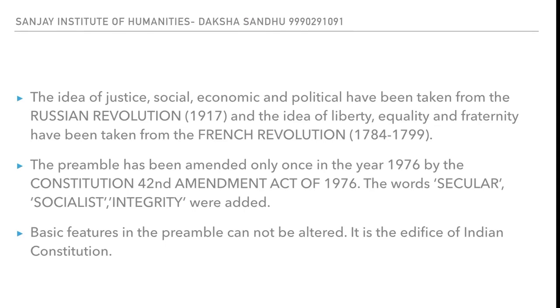The basic features in the preamble cannot be altered, and this hearing was given in the Kesavananda Bharati case of 1973. The Supreme Court held that the preamble does form a part of the Constitution and observed that the preamble to our Constitution is of extreme importance, and the Constitution should be read and interpreted in the light of the grand and noble vision expressed in the preamble. The court further held that since the preamble is a part of the Constitution, it can be amended, but subject to the condition that the basic features in the preamble cannot be altered.